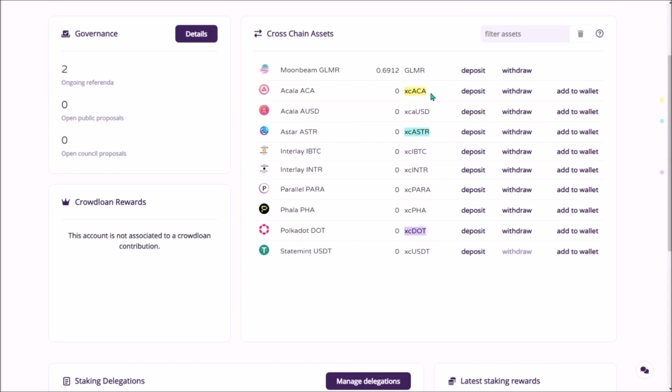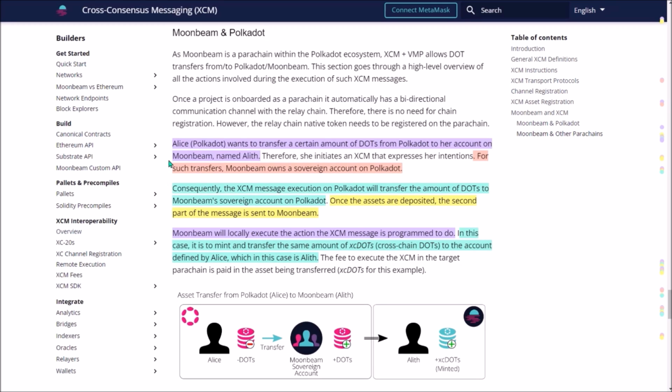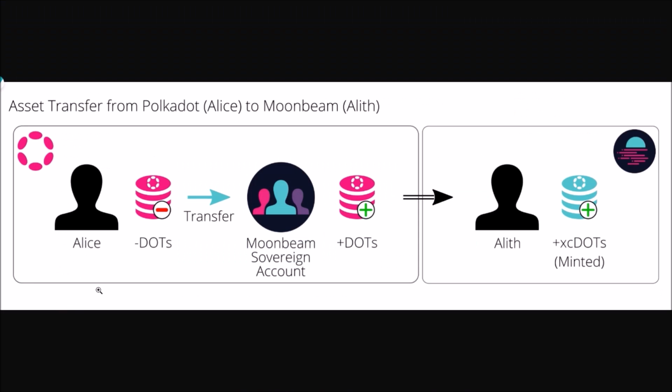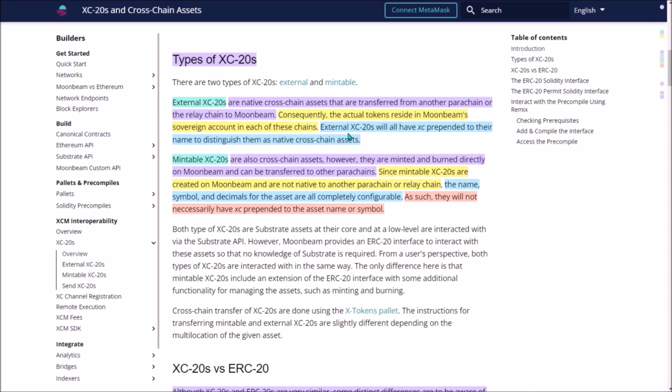Examples of external XC20s on Moonbeam are XCACA, XCASTR or XCDOT. So when you transfer, for instance, DOT from the Polkadot relay chain to Moonbeam, the original DOT is held in Moonbeam's account on Polkadot's blockchain, and a new token, XCDOT, that represents the original DOT is minted on Moonbeam. Although it is quite simplified, this is how XCM transfers of assets work. And here is the visual illustration of an XCM transfer of DOT from Polkadot's relay chain to Moonbeam's parachain. These external XC20 tokens on Moonbeam have the XC prefix before their name to distinguish them as Moonbeam's native cross-chain assets.